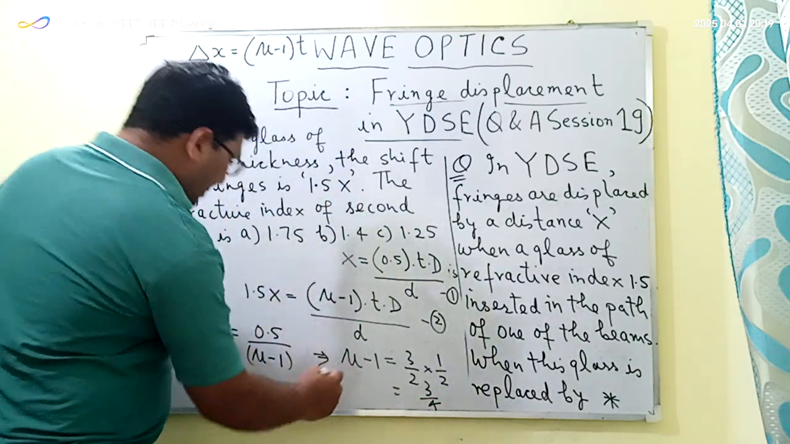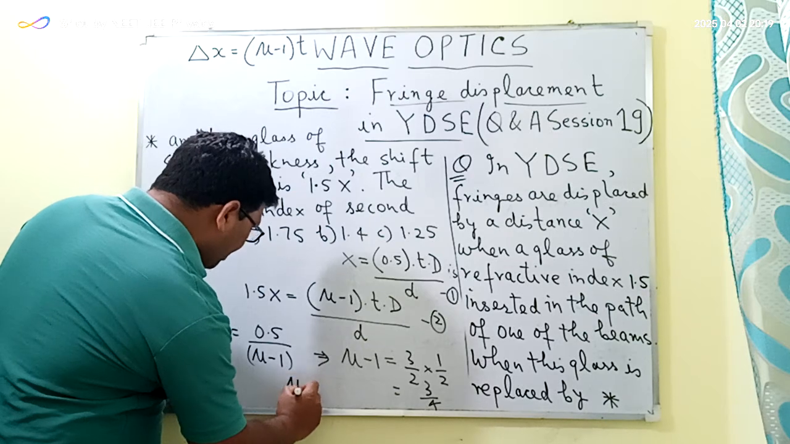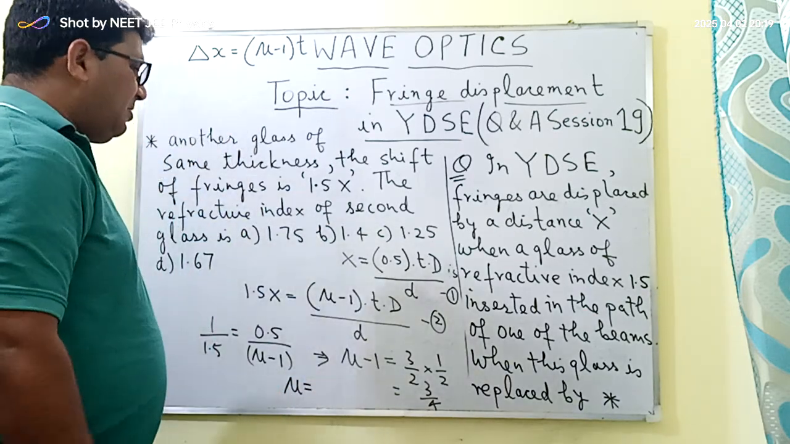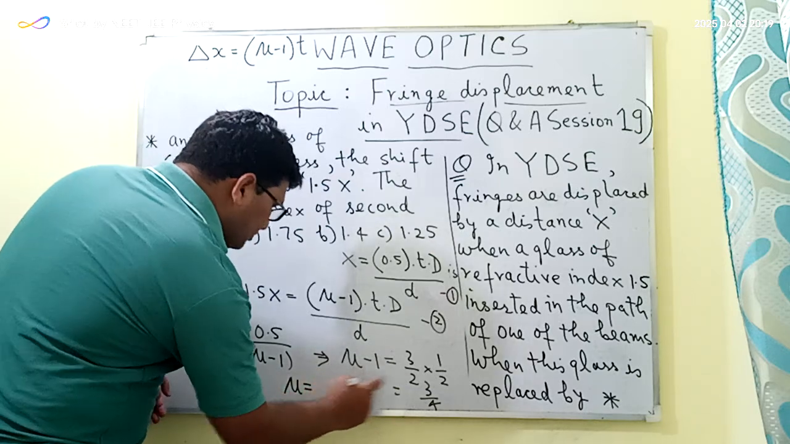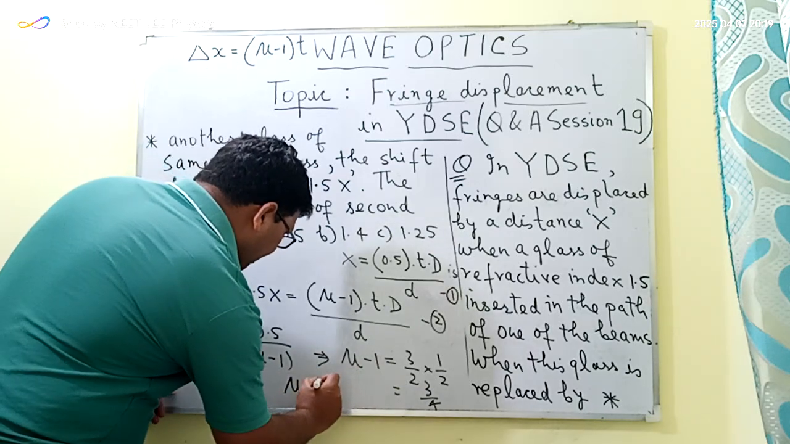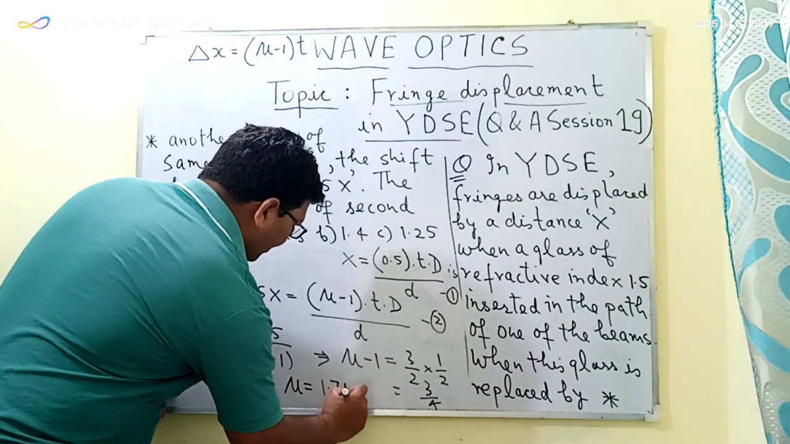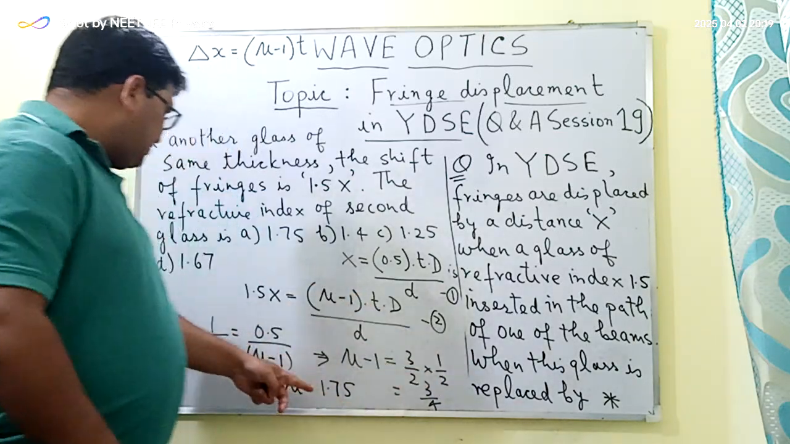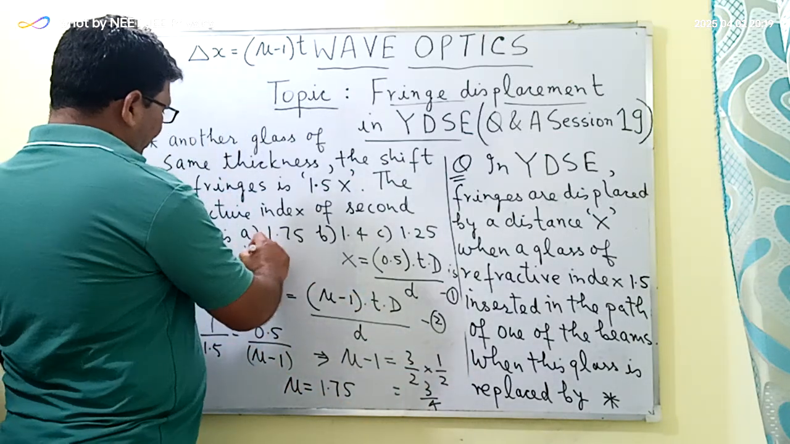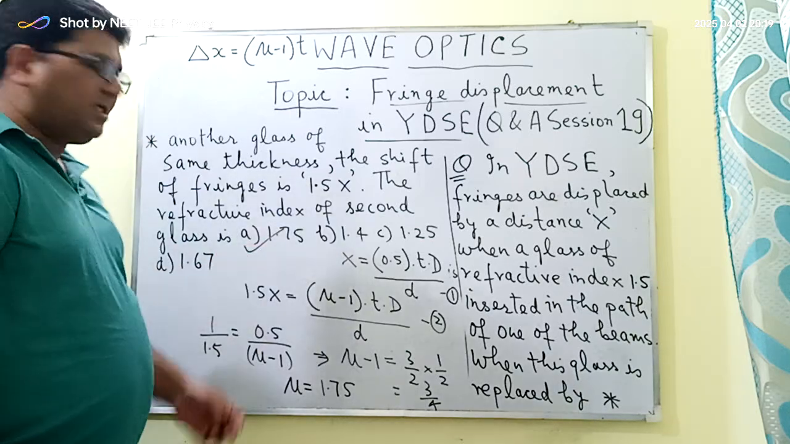Or we can simply say that mu is the refractive index of the second glass, so this is equal to 0.75 plus 1, that is equal to 1.75. So the refractive index of the second glass is equal to 1.75. So the correct option here is A.